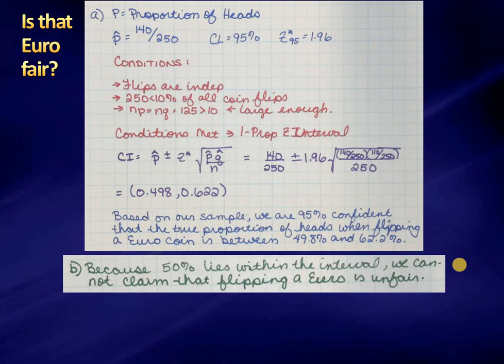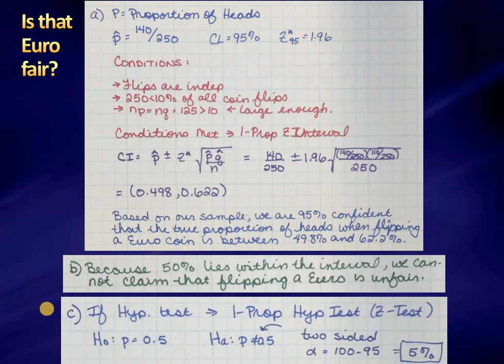What's the relationship between alpha and the confidence level? 1 minus. Is there a divide by 2 in there? No, because it's in the name, right? Two-sided. So it's 1 minus the confidence level. So alpha here is 0.05 or 5%. How do you feel?